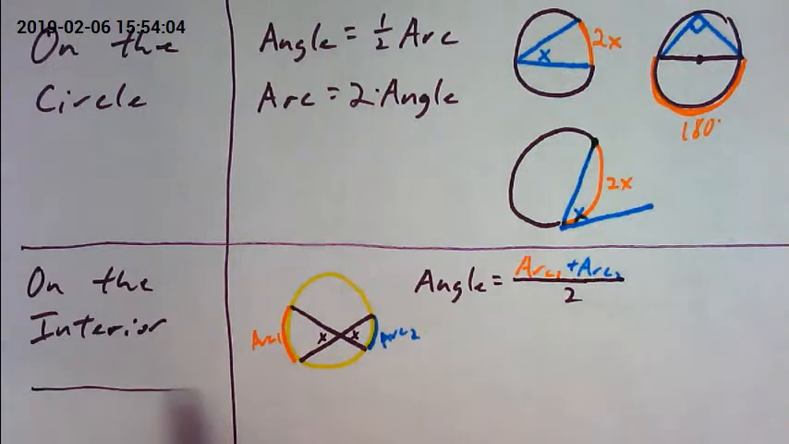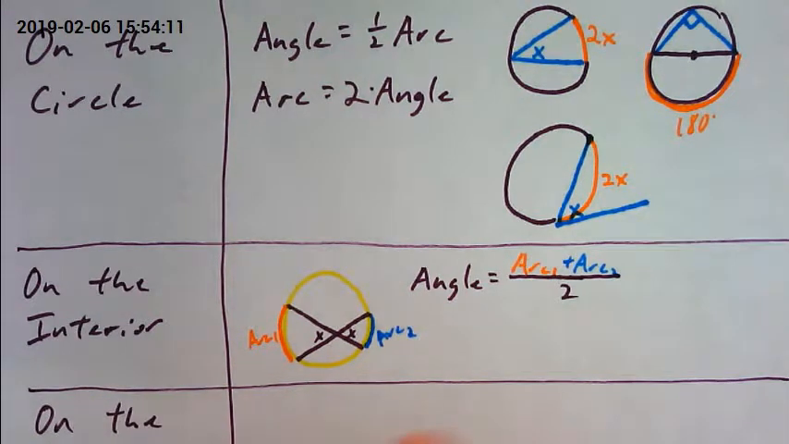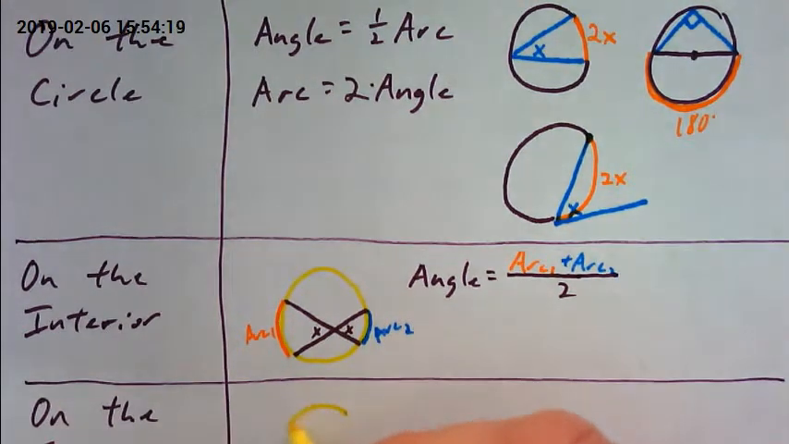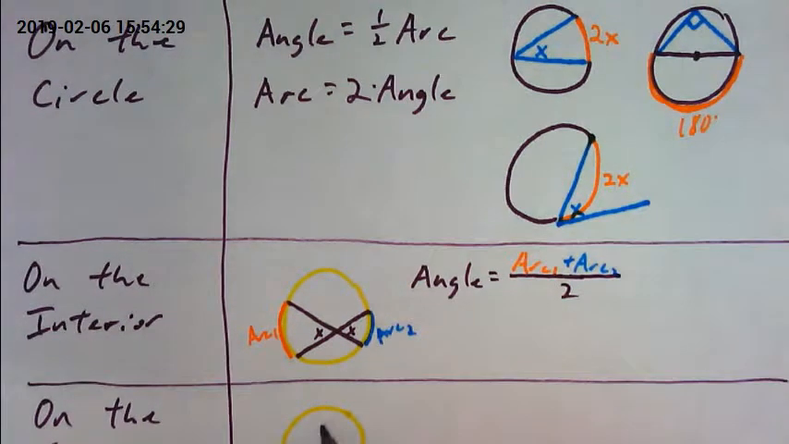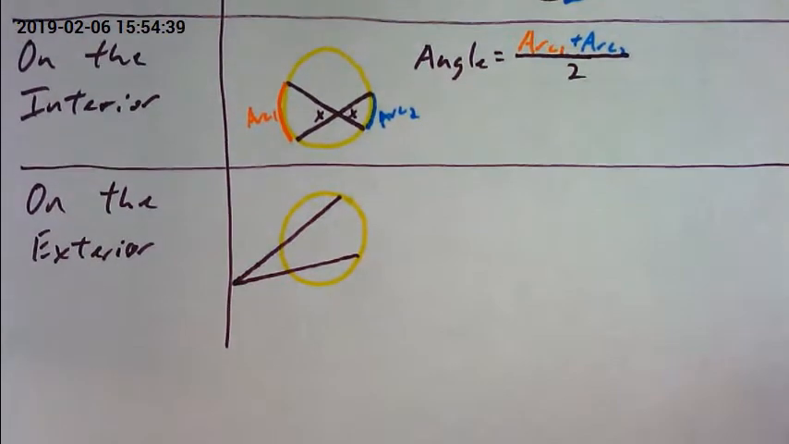Whereas if it's on the exterior, then the equation changes just slightly. And it doesn't matter how you draw this. You can draw this with secants, you can draw it with tangents, you can draw this many different ways. Alright? So it could look like this.